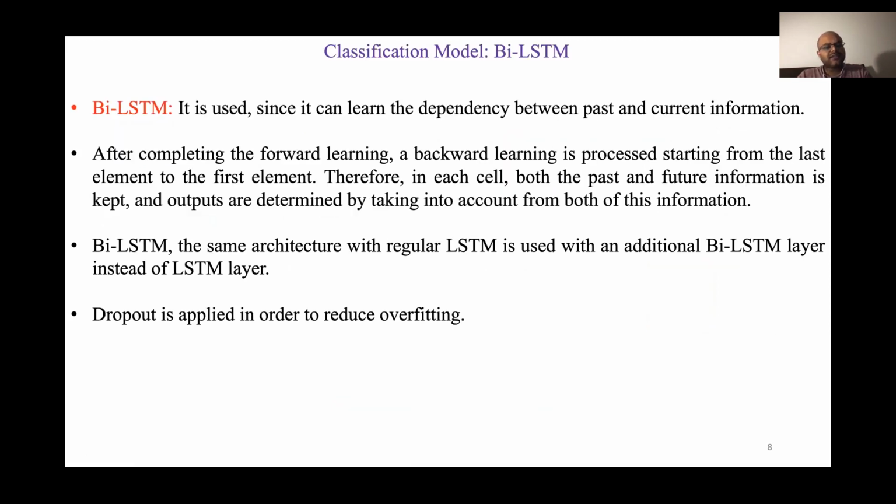On the classification side, the BiLSTM is used since it can learn the dependency between past and current information. After completing the forward learning, a backward learning is processed starting from the last element to the first element. Therefore, in each cell both the past and future information is kept, and the output is determined by taking into account both of this information.